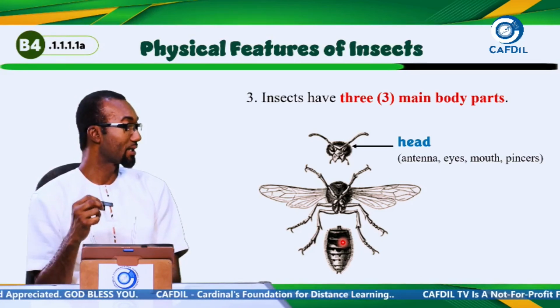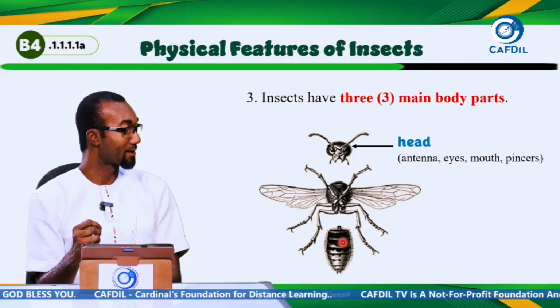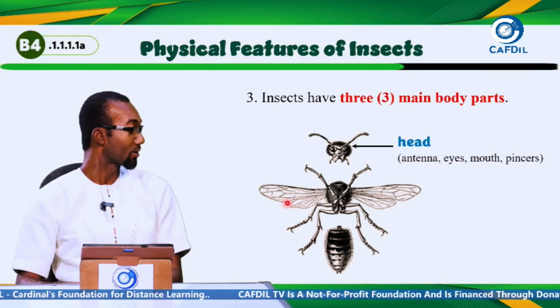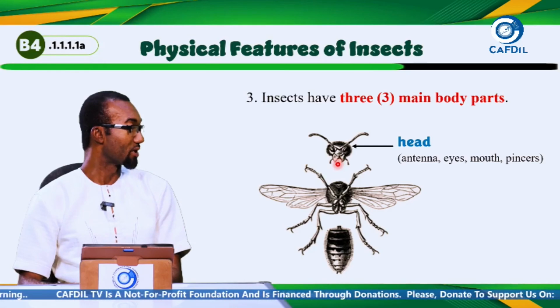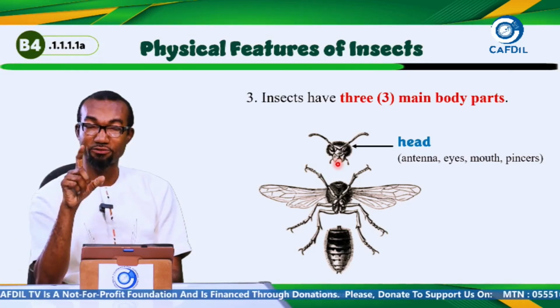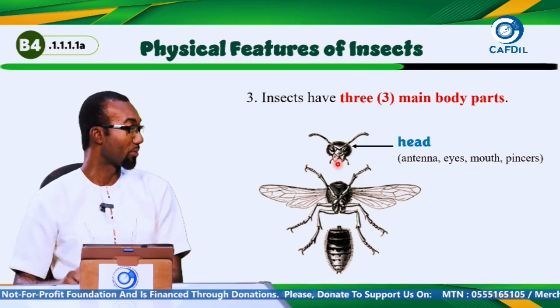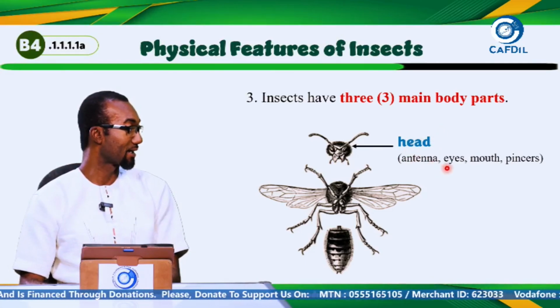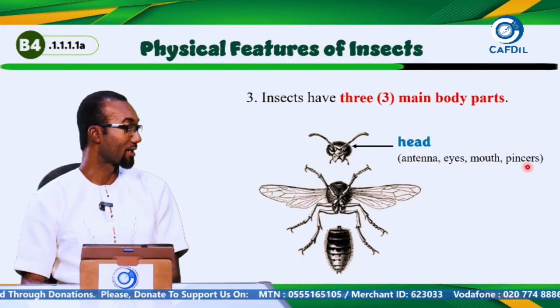And the head contains the antenna, the eyes, the mouth, and then the pincers. This is what you call the pincers, what they use to bite. Crabs also have pincers. That is what they use to bite. So the head, that is the first part. It contains the antenna, the eyes, the mouth, and then the pincers.